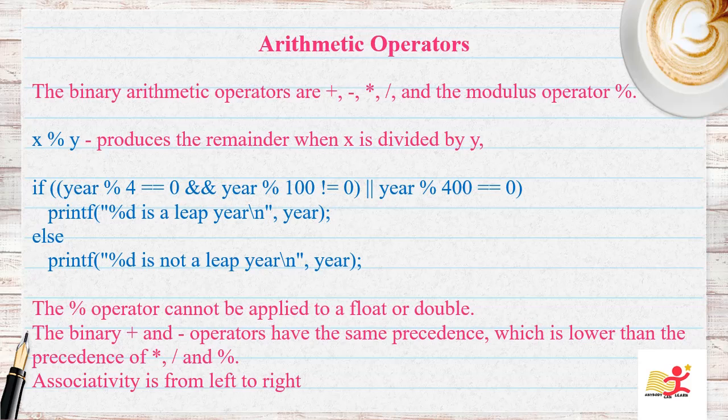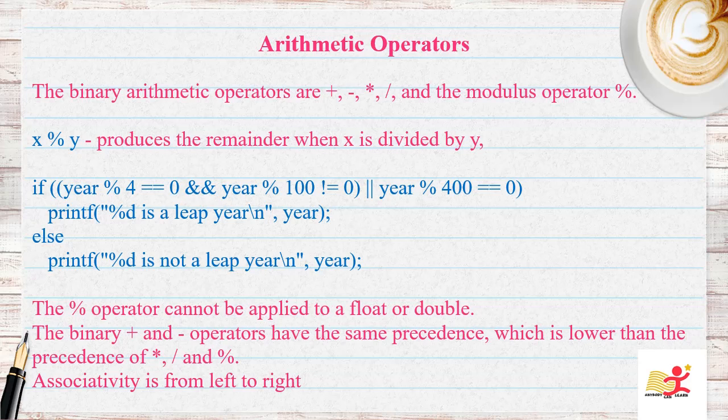Suppose you have two integers x and y, and you are dividing x by y. When x is divided by y, if y divides x exactly, the remainder will be 0. So x percentage y will be 0. If it doesn't, there will be a number as remainder. In that case, x percentage y is not 0. So percentage stands for modulus operation. Here are some examples of modulus operations: if year percentage 4 equals 0 and year percentage 100 not equal to 0, or year percentage 400 equals 0.